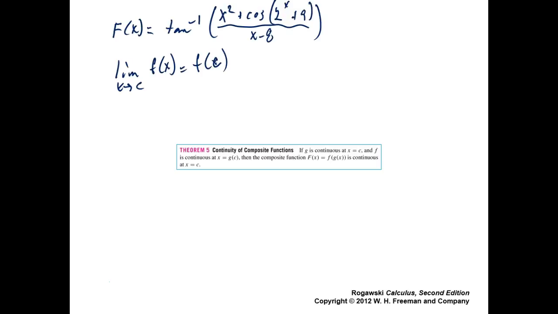Now, if it's not continuous there, it may still exist, but you have to figure out what that limit would be. Okay? That's called the substitution method because the limit is evaluated by plugging in the value x equals c. So let's do a couple of those.